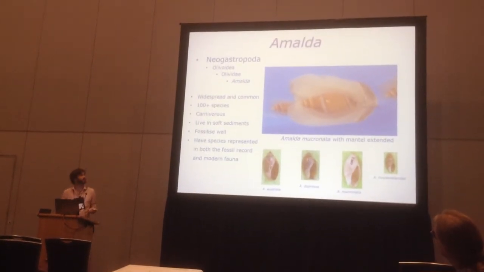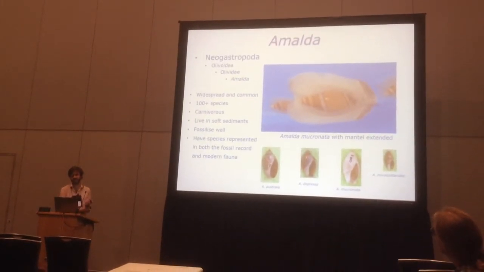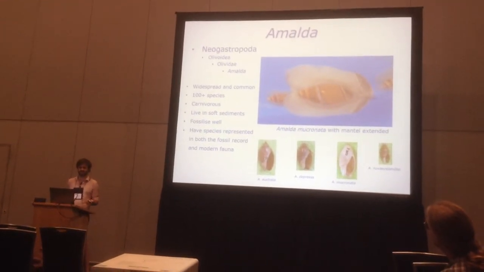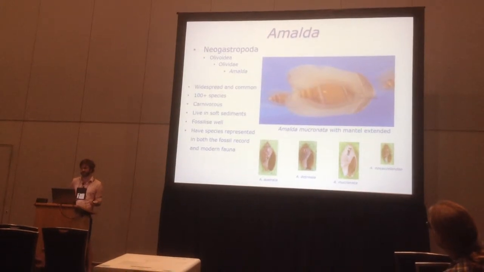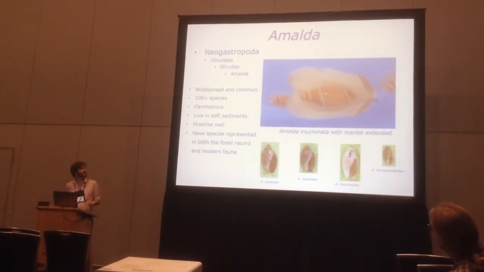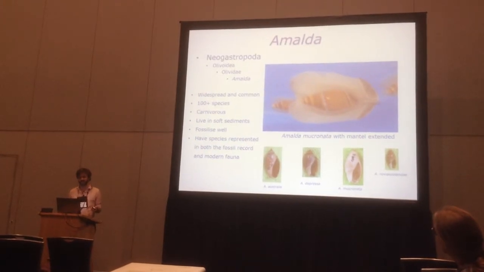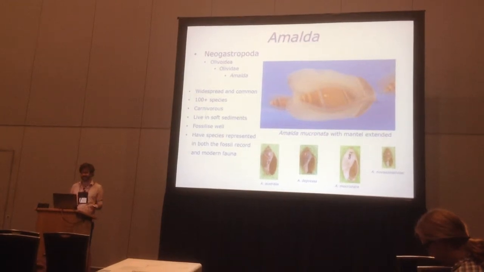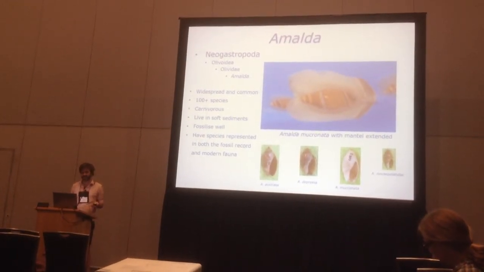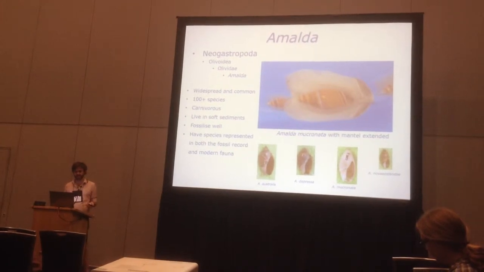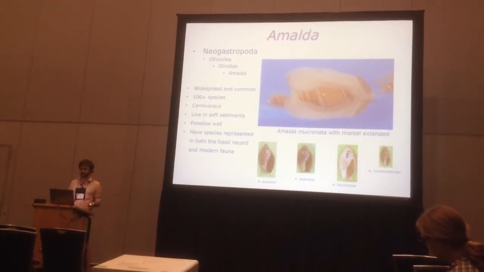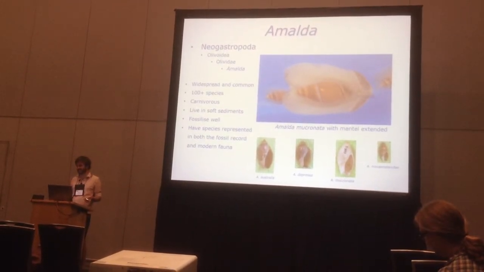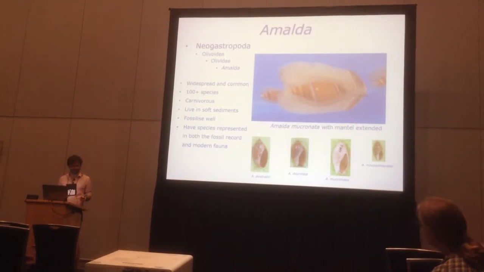So I'll just give you a quick rundown of the Imelda. They're part of the olive shell family. They're widespread, almost around the world, and very common. There are over 100 species. Importantly, they live in soft sediments, like sand or mud, which fossilise very well. And in New Zealand, there's an excellent fossil record. Especially important for us is that there are species that are represented in both the fossil record and extend through to the modern fauna. So this is giving us our chance to link genetics to fossil morphology.